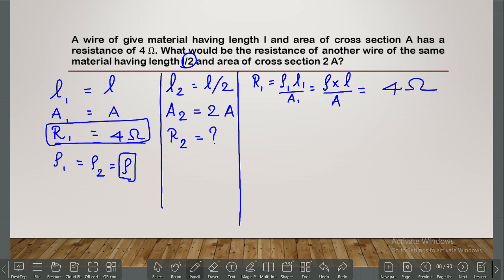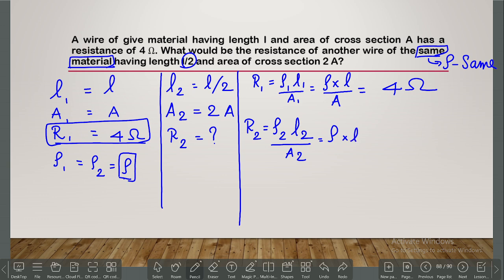Now let's write for the second wire. R2 is equal to rho 2 L2 by A2. What is the value of rho 2? Rho 2 is going to be the same, because in the question they clearly said that both the wires are made up of the same material. If both the wires are made up of the same material, the resistivity of both the wires is going to be the same. Rho 2 into L2.